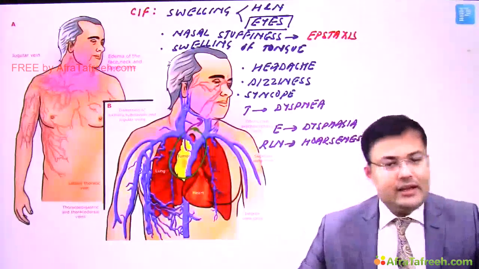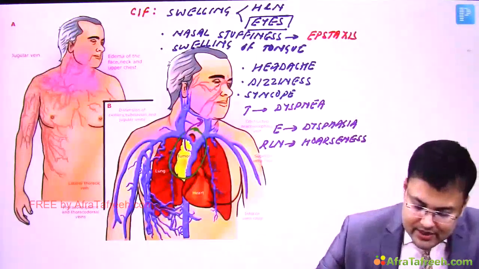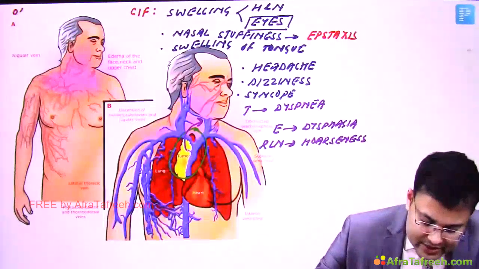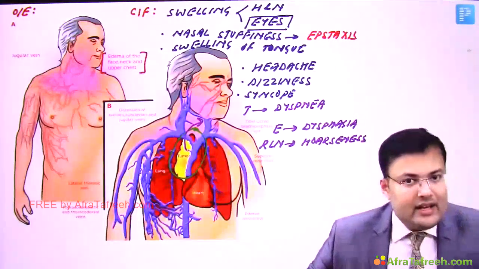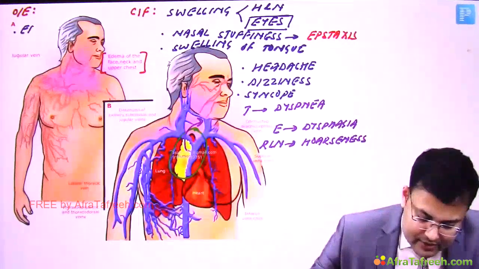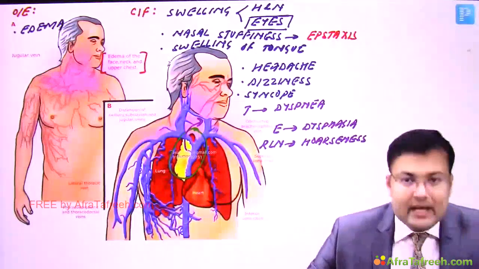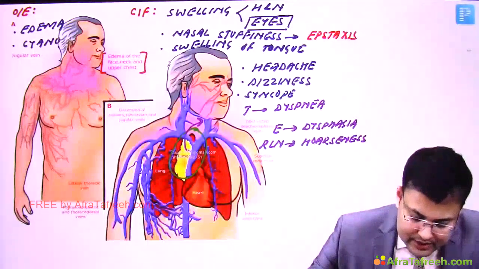Simple. These are the clinical findings. Now see what are the examination findings. So on examination here you can see that we noticed what? That there is edema of face, neck and upper chest. So there is edema, first problem: face, neck and upper chest. Second, there is bluish discoloration. So what's the problem? Cyanosis.